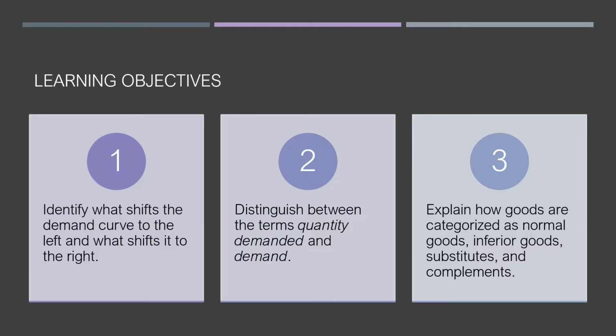Our learning objectives for today's lesson are the following, and we have 3 of them. So again, these are the things you should be able to do at the end of this lesson. Number 1, you should be able to identify what shifts the demand curve to the left and what shifts it to the right. You should also be able to distinguish between the terms quantity demanded and demand. And lastly, you should be able to explain how goods are categorized as normal goods, inferior goods, substitutes, and complements.